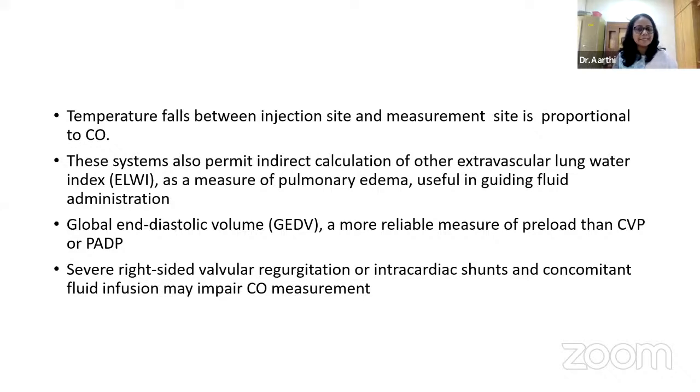And there is also a static parameter called the global end diastolic volume, which assesses the preload, and is more reliable compared to the central venous pressures or the pulmonary arterial diastolic pressures. But patients with severe right-sided valvular regurgitation, intracardiac stents, or concomitant infusions may impair these kinds of cardiac output measurements.